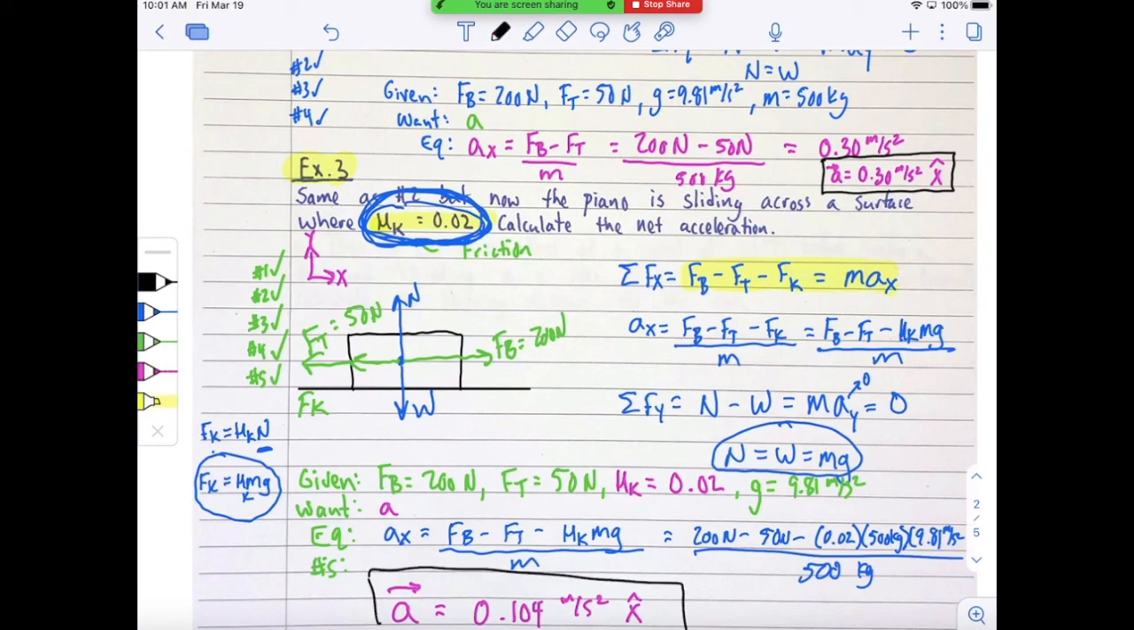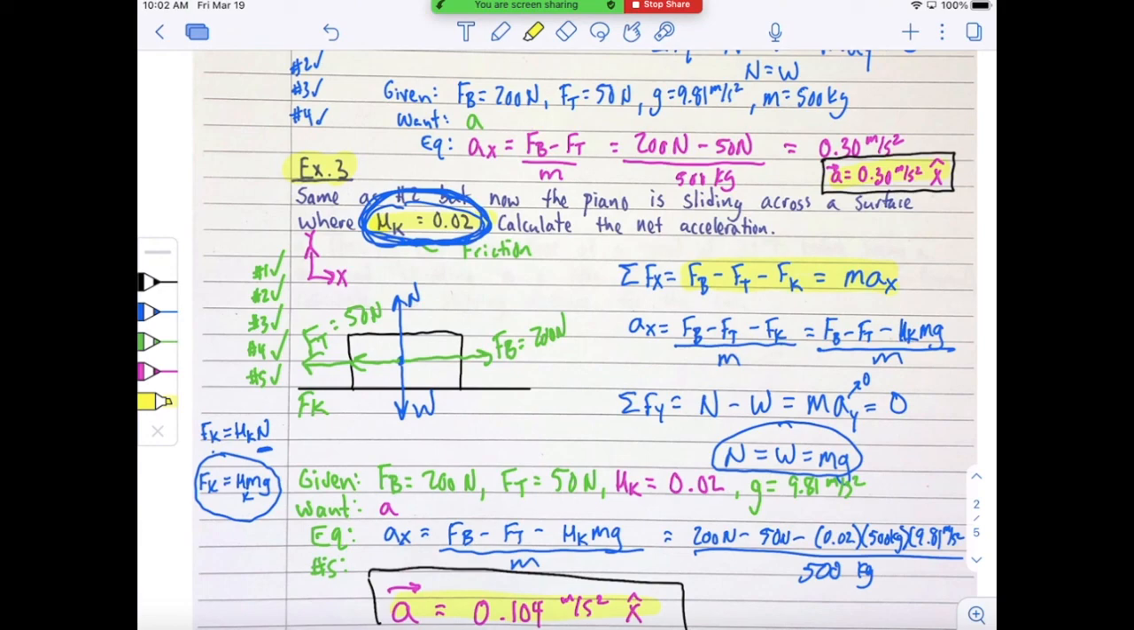And one thing to notice, our acceleration down here, does it make sense that it's less than the acceleration that we got up here? And the answer is yes. We should have less acceleration because now we have friction fighting us. So those are 2 problems using the 5 steps for success.